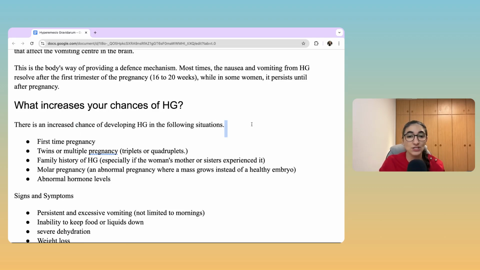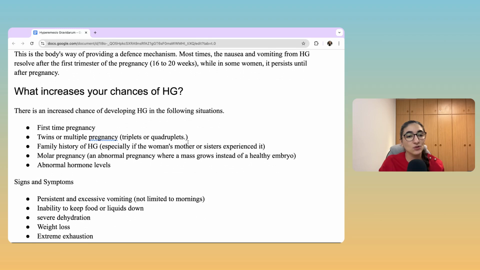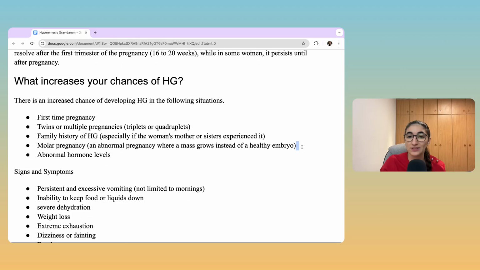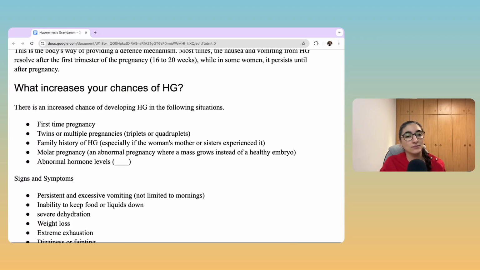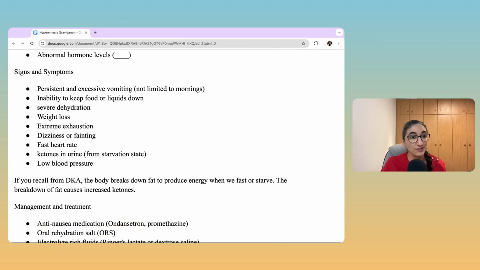Increased chance of developing HG in the following situations: first-time pregnancy, twins or multiple pregnancies, triplets or quadruplets. I'll remove the full stop from inside that bracket. Family history of HG, especially if the woman's mother or sisters experienced it. Okay. Molar pregnancy, an abnormal pregnancy where a mass grows instead of a healthy embryo, and abnormal hormone levels. So in brackets here, I would probably add what those hormones are, because it's not all hormones. It'll be specific hormones. I really like that these are bullet points, by the way. It makes it really nice and easy to read.